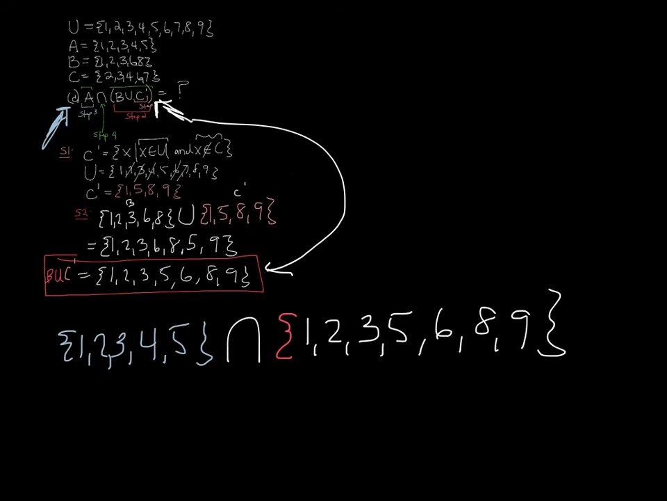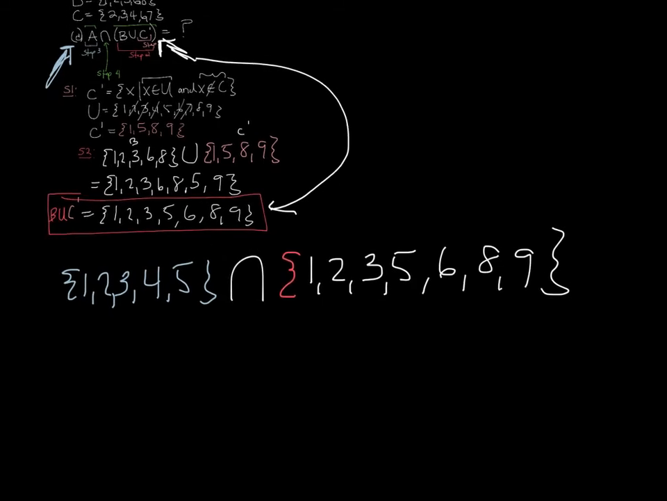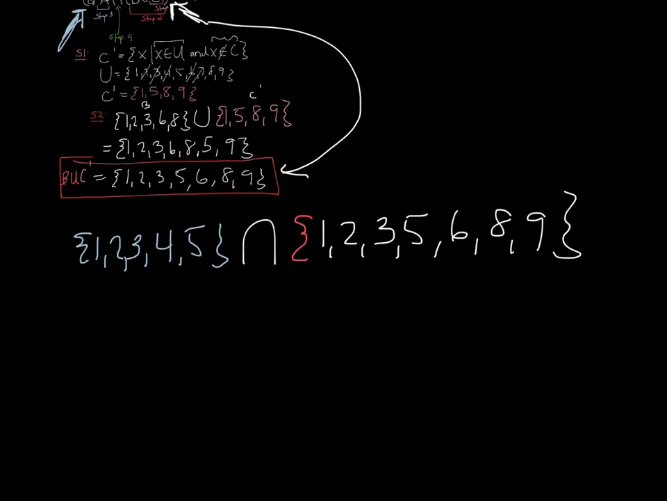So what is in common to both? Let's see what's in common to both. It looks like 1, 2, 3. So 1's in common, 2's in common, 3's in common, not 4, 5's in common, no 6, no 8, and no 9. So we can stop right here. So that's our set: 1, 2, 3, and 5 are the only elements in that set.